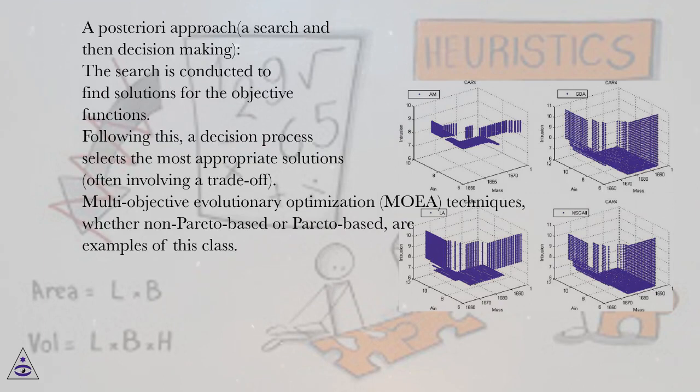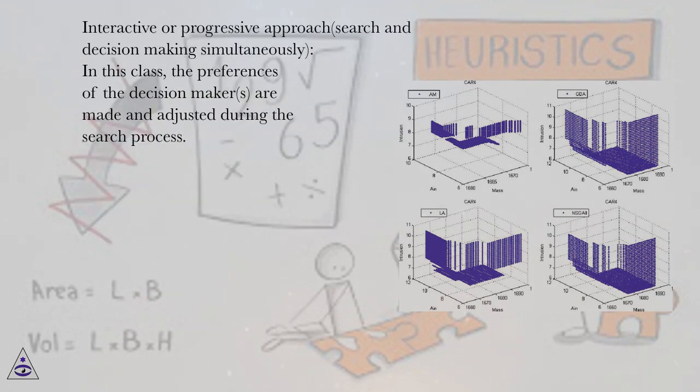A posteriori approach is search and then decision making. The search is conducted to find solutions for the objective functions. Following this, a decision process selects the most appropriate solutions, often involving a trade-off. Multi-objective evolutionary optimization, MOEA, techniques, whether non-Pareto based or Pareto based, are examples of this class. Interactive or progressive approach: search and decision making simultaneously. In this class, the preferences of the decision makers are made and adjusted during the search process.